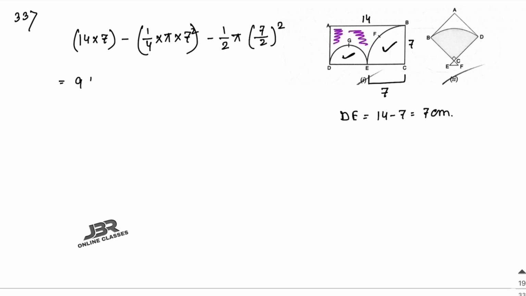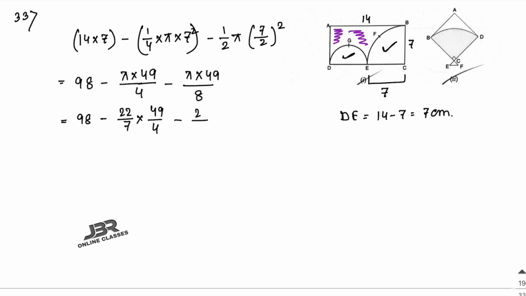So here 14 into 7, 98. Here it's pi into 49 by 4, and here it's pi into 49 by 8, as 2 square means 4, 4 into 2, it's 8. So now you can write down 98, then pi means 22 by 7, then 49 by 4, and here also pi means 22 by 7, then 49 by 8. 7 cancels out with this one, here it's 11, here 2, and then again here it's 11, here 4, 7 cancels out with this one, it becomes 7.